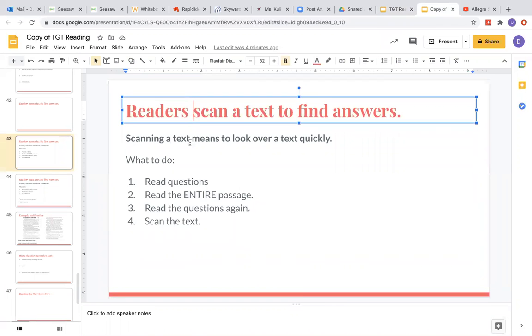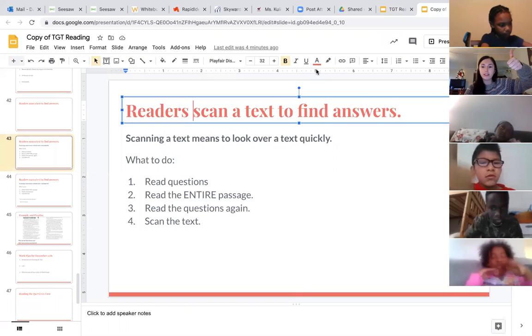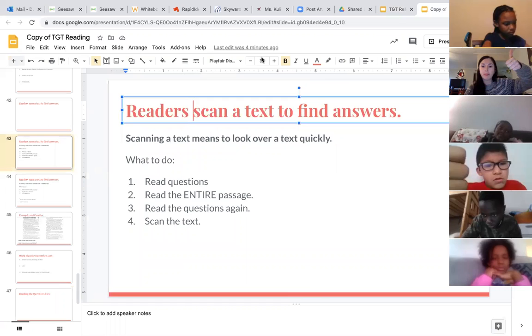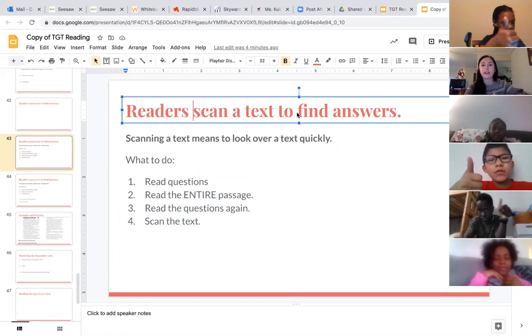Can you guys see my page? Give me a thumbs up. It says readers scan a text. Can you guys see this? Give me a thumbs up. Andres is giving me a thumbs up. He could see it. Santana, Susan's giving, all right, there we go.